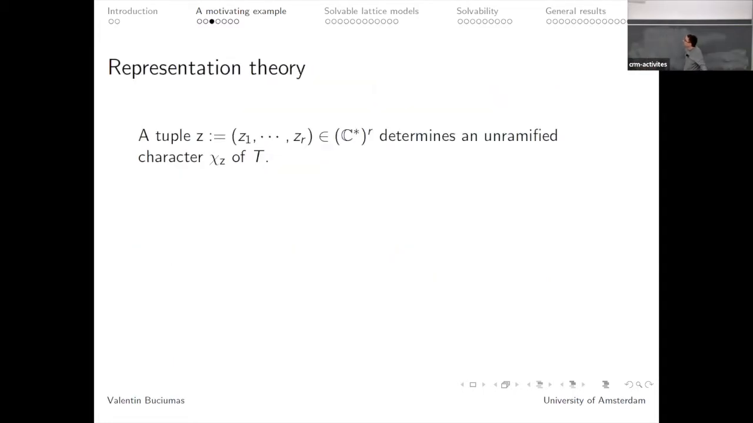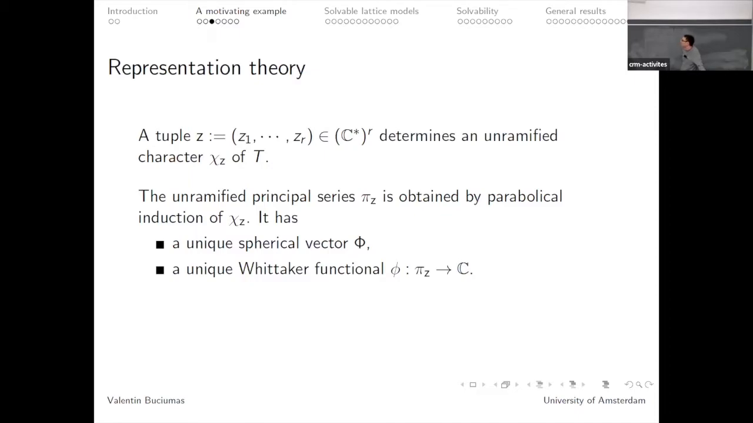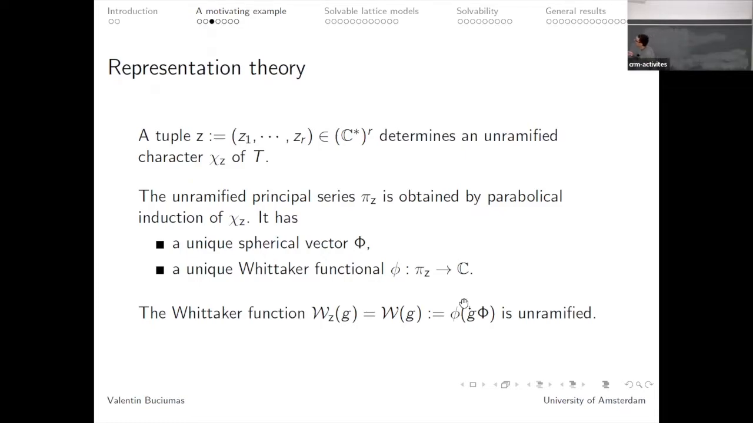In fact, you can build them from such representations. For GL_R, an R-tuple of non-zero complex numbers will determine an unramified character of the torus, and we can use this character to build an admissible smooth representation of the group. We do this essentially by parabolic induction, and this representation is called the unramified principal series. It will have a unique spherical vector, that means a vector on which the spherical subgroup acts trivially. And you will have a unique Whittaker functional, that means a function from the representation into C that is left invariant with respect to N. Then we can use these two objects, which are unique up to some factor, to build an unramified Whittaker function. So this is how you build all unramified Whittaker functions.